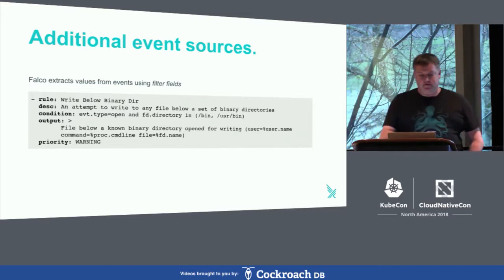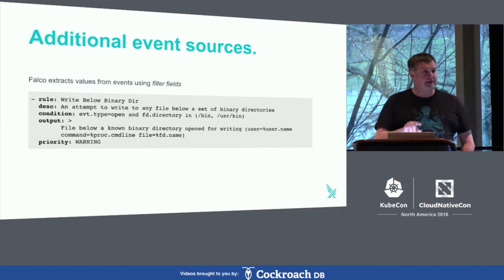So let's look at very quickly what a rule looks like, and then use that to kind of talk about how we extract this information out of the event objects. Okay? So this is what a Falco rule looks like. It's got a name, a description. This condition piece of the YAML is basically a filter that gets matched against all of the system calls.